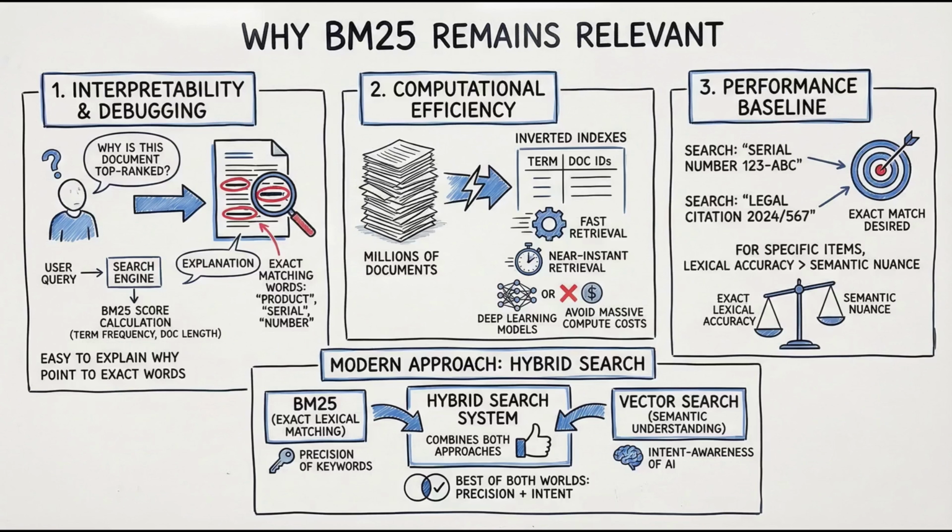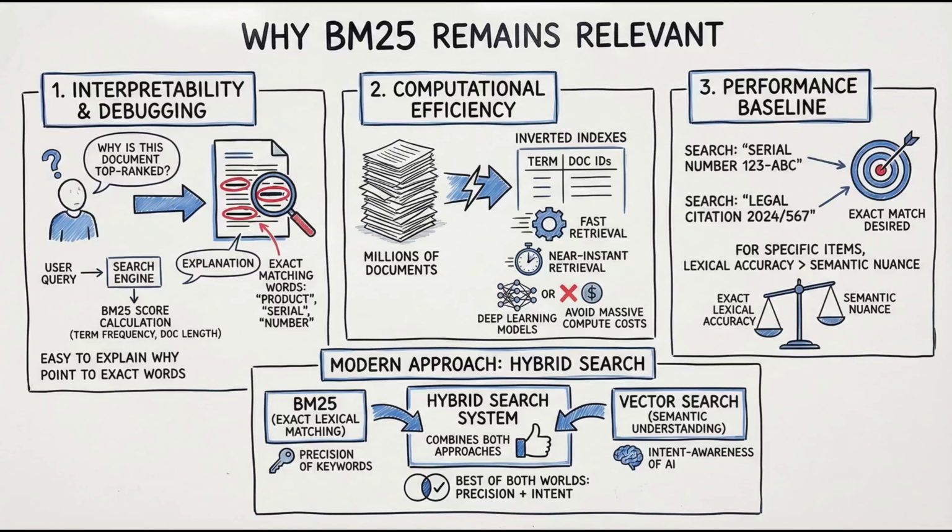Because it utilizes inverted indexes, essentially a straightforward map of terms to document IDs, it can retrieve results from millions of records near instantaneously, and it does so without the heavy computational power required by deep learning models. Finally, BM25 serves as an essential performance baseline. In many professional fields, like looking up a specific product serial number or a precise legal citation, you don't need semantic nuance. You need an exact lexical match. When you want the search to be literal, BM25 is often exactly what the user needs.